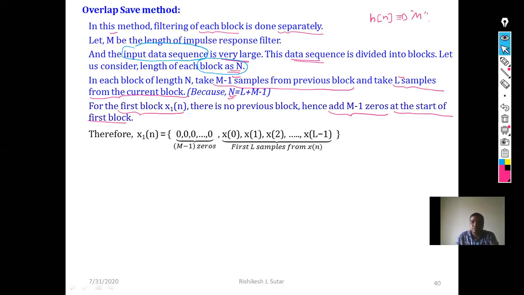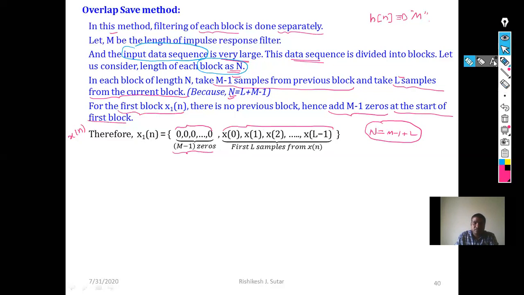Let us see how it is going to happen. I have the sequence x of n, and I have to divide it into blocks, each having N samples. Out of this N, I add M minus 1 zeros here, which means M minus 1 samples will be zeros because it is the first block, and then I take the first L samples. So I get capital N samples in my first block, that is x1 of n.